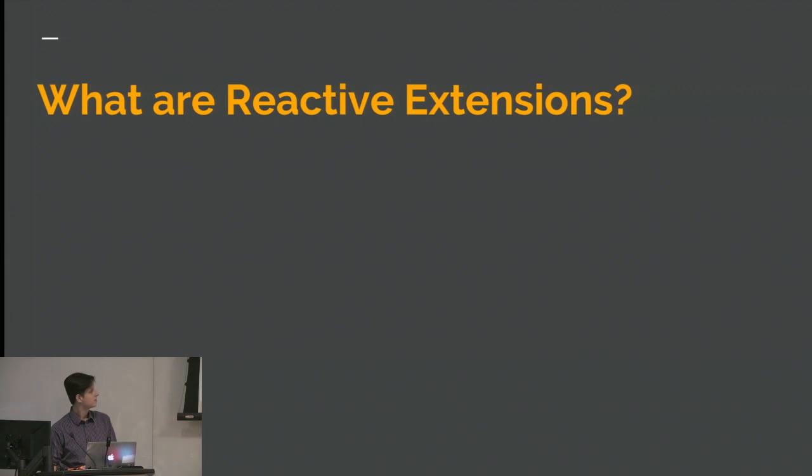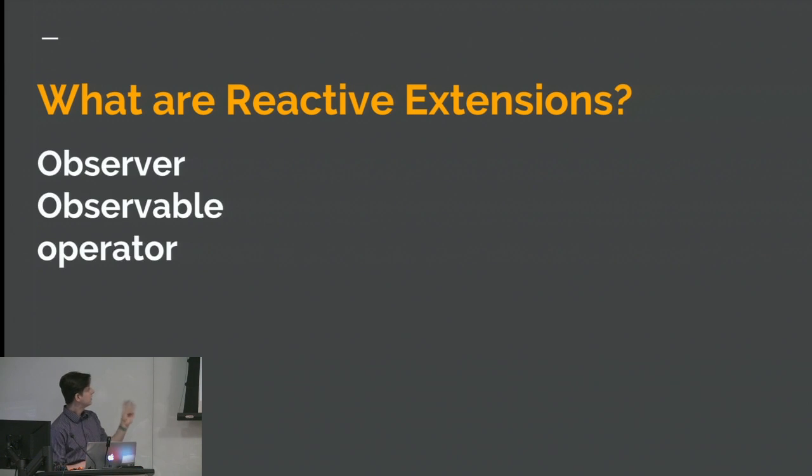So let's dig deep. What are reactive extensions? Reactive extensions, that's the Rx, and we're talking about observables and streams. Some of these terms overlap, but really it's about three main concepts: an observer, an observable, and operators. The relationship between these three things really describes what reactive extensions is all about.